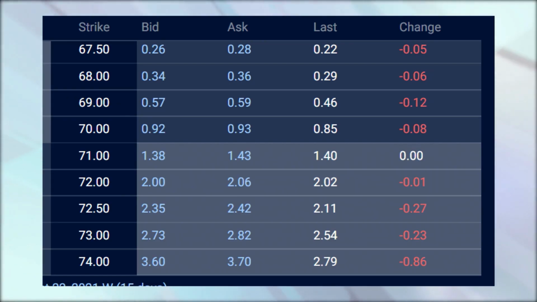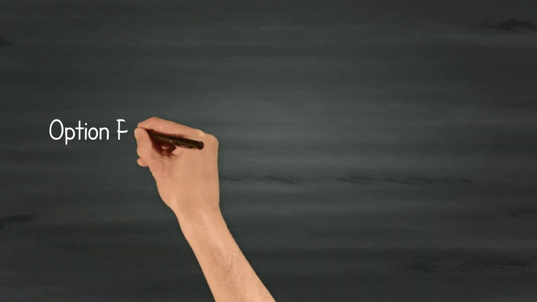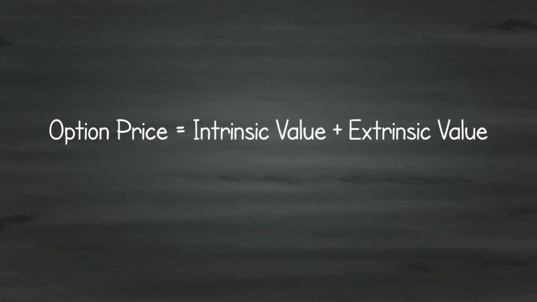Option prices are typically quoted in dollars per share. Remember, a standard option represents 100 shares of stock, so an option that's quoted at $2 per share has a real-world value of $200. An option's price is made up of two components, intrinsic value and extrinsic value.